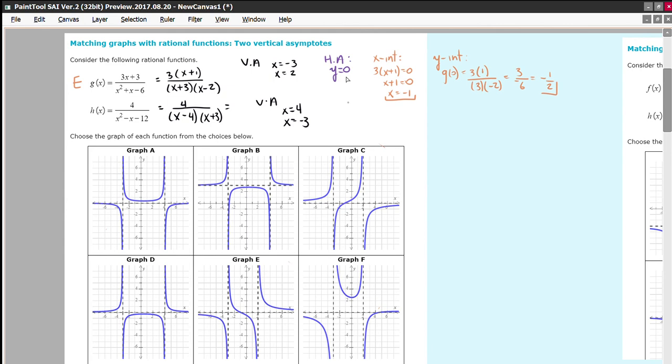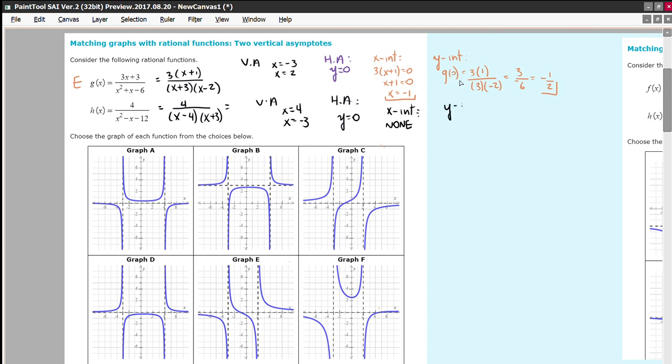Now, for the horizontal asymptote, notice again that my numerator and my denominator have different degrees. So the degree of the numerator is 0, the denominator is 2, so the horizontal asymptote should be y equals 0. Then my x-intercept is the zeros from my numerator. Because my numerator is a constant polynomial, that means that we do not have x-intercepts.